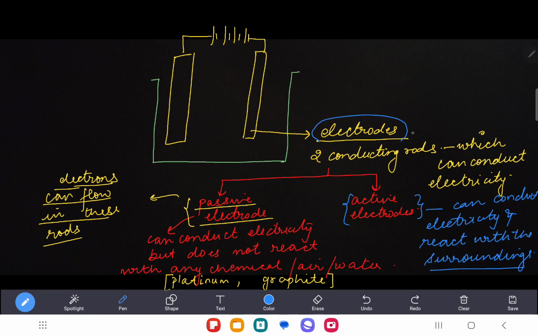What are electrodes? Electrodes are nothing but rods. ऐसी rods जो electricity conduct कर सकती हैं, जिसमें electron चल सकता है. So obviously there could be some metallic rods only, because only metals can conduct electricity. So these are nothing but metallic rods. You understand? Okay. Next, how do we sort of work with this now?